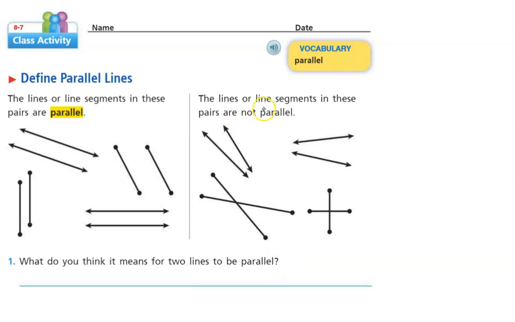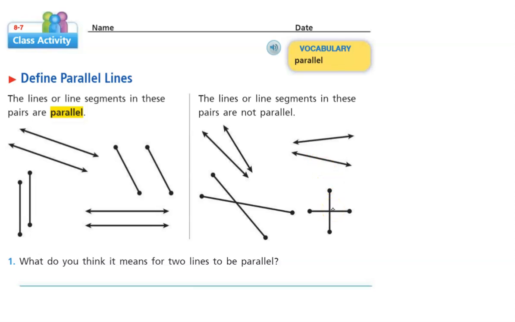Because on this side, they're showing you ones that are not. So let's take a look at this one real quick. We've got two lines. We see what's going on here. These two are said to be parallel right here. These two are said to be parallel right here. And these two are said to be parallel right here. But then on this side, these two are not parallel. So notice what's going on there. These two definitely not parallel. These two are not parallel, and these two are not parallel.